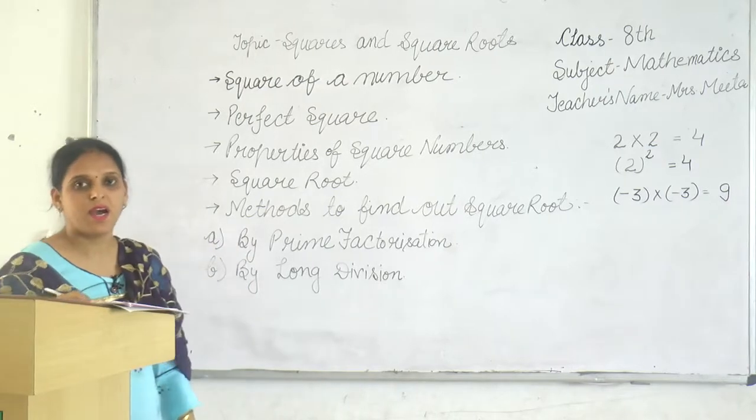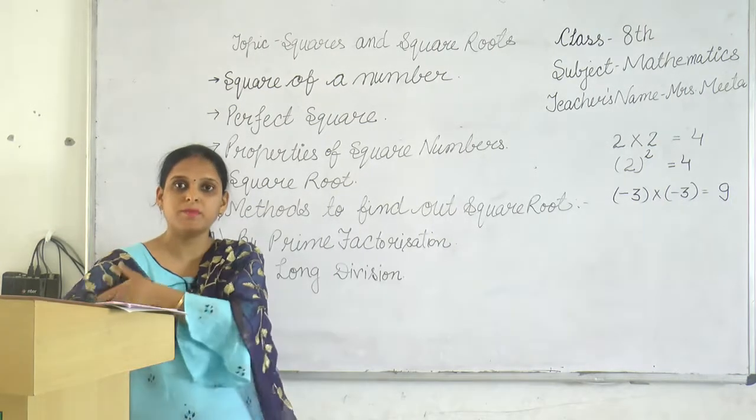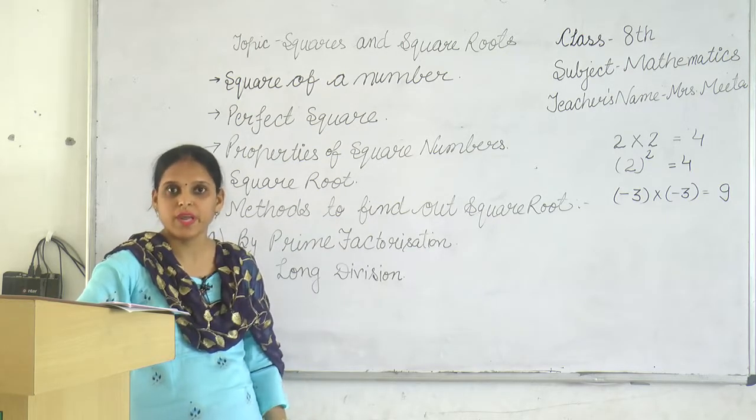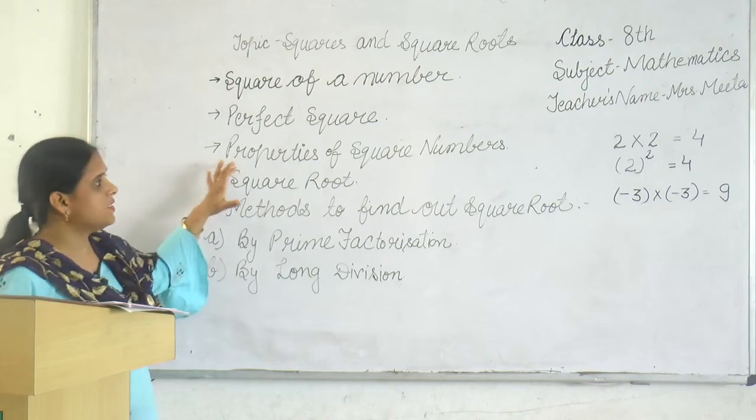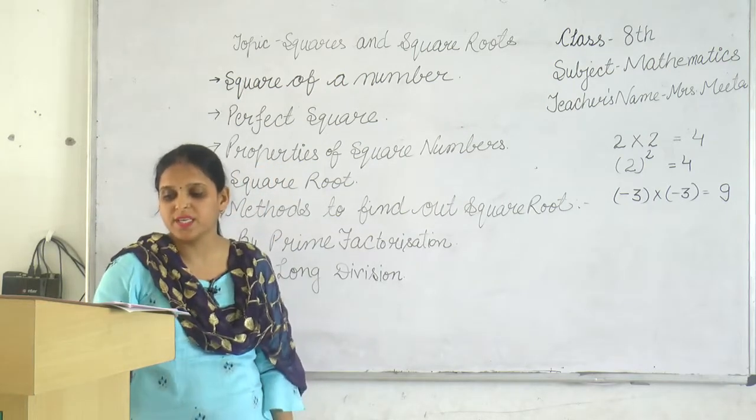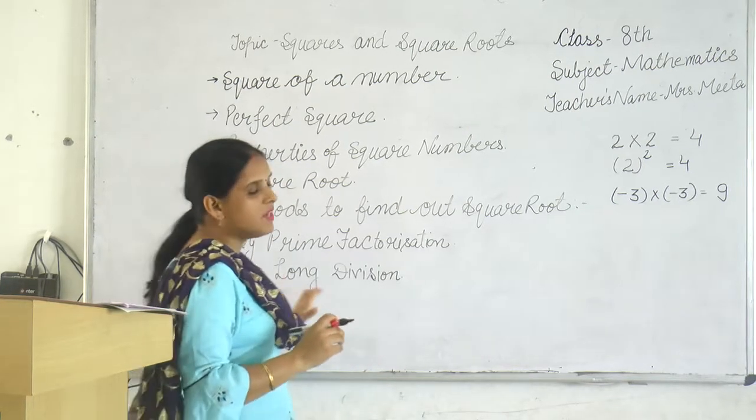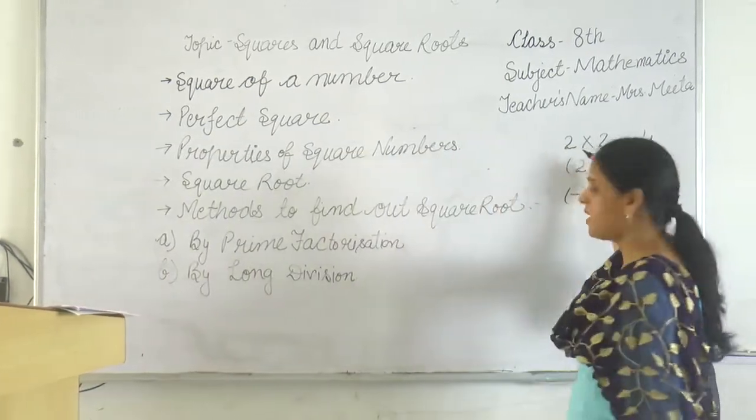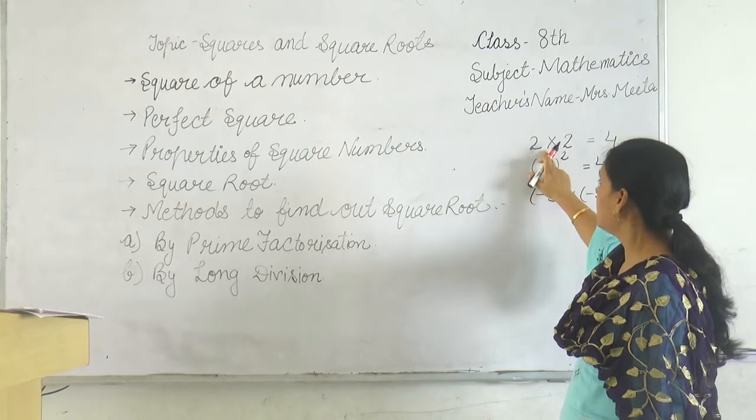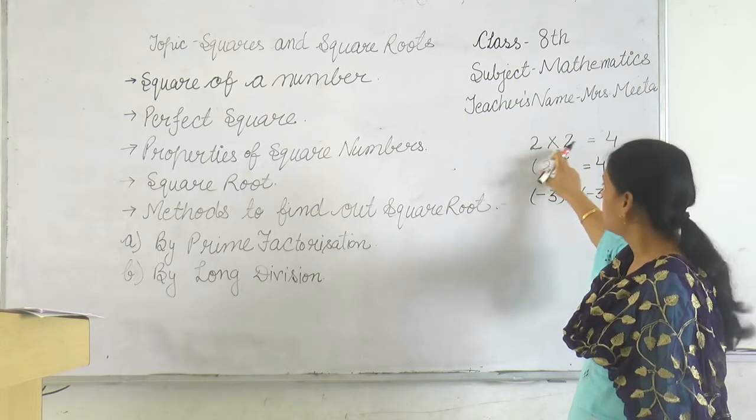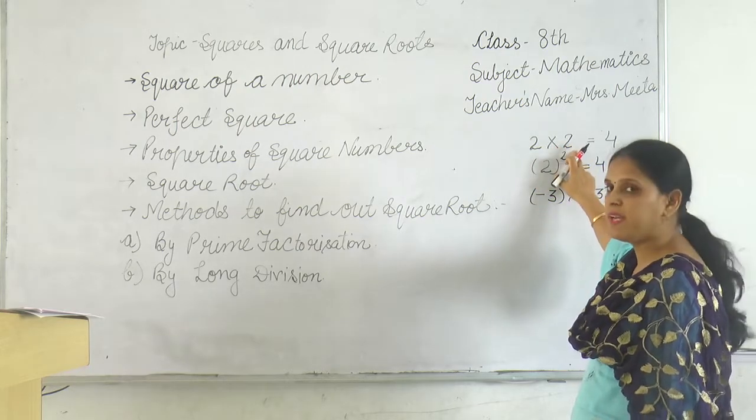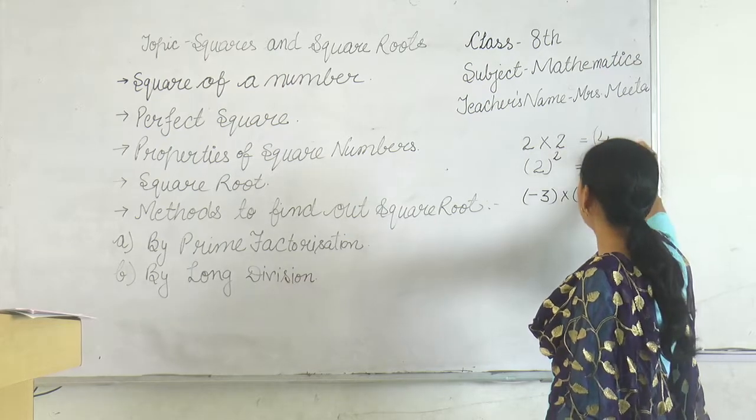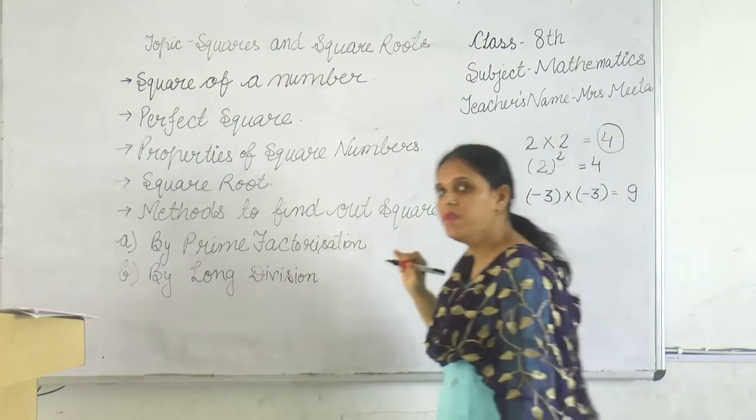After that, there are some important properties of the square number. If you learn them, then you can easily solve all the questions of your exercise. Now, the topic is properties of square number. The first one is the square of any even number is always an even number. I am giving you one example. When we are multiplying 2 by 2, 2 is an even number. If we multiply this by the same number, or find the perfect square, we get 4, and 4 is also an even number.